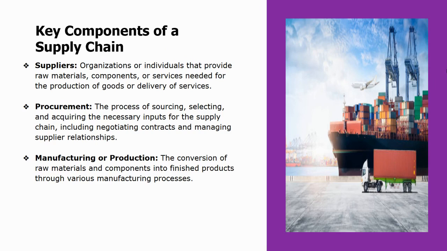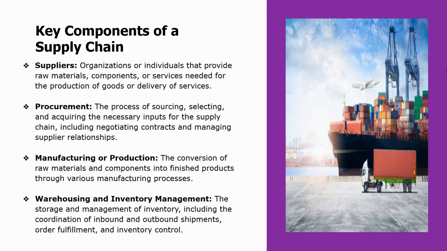You are also paying the supplier who brought it closer to you, or even the retailer who is selling it very close to you, who purchased it from a wholesaler. So you see, manufacturing or production is basically one of the cardinal components of supply chain. Then another component is the warehousing and inventory management.